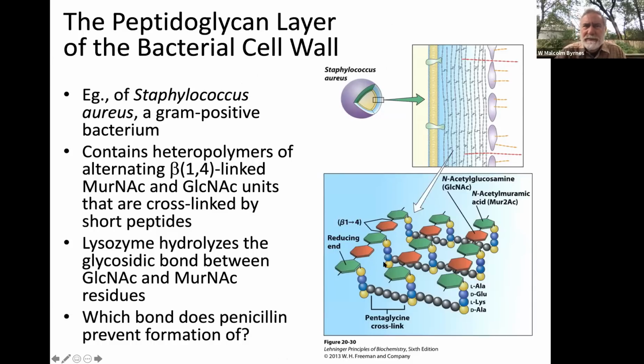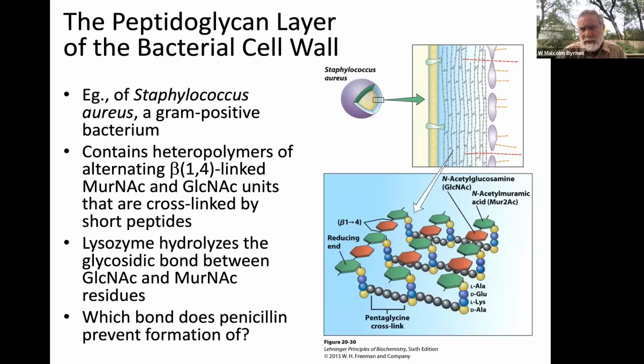What we have is this repeating N-acetylglucosamine and N-acetylmuramic acid units that are connected through what kind of linkages? Beta 1,4 O-glycosidic linkages. So there's this carbohydrate, polysaccharide, heteropolysaccharide component of the cell wall.